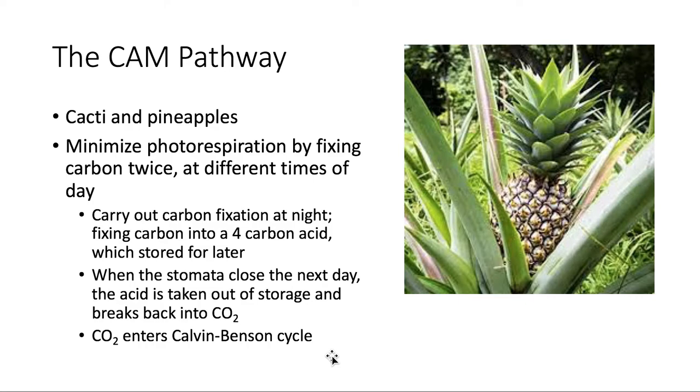So they carry out carbon fixation at night, and they fix carbon into 4-carbon acid, which is stored for later. Then during the day when it's really hot and the stomata are closed, they take that acid out of storage and they break it back into CO2, and that's when they run the Calvin cycle. So again, that Rubisco has a bunch of CO2 around it and it doesn't bind oxygen and it doesn't cause photorespiration. So these are how some plants can be adapted and use the Calvin cycle in different ways to minimize a harmful process known as photorespiration.